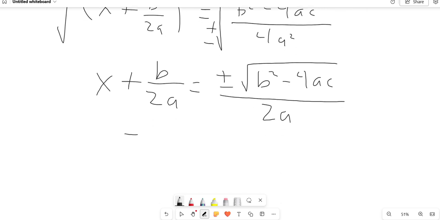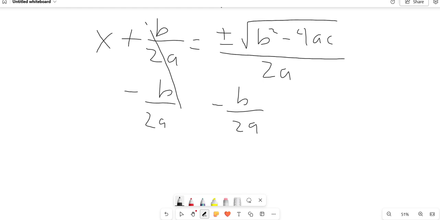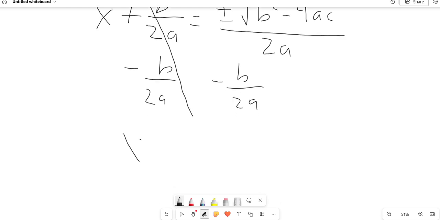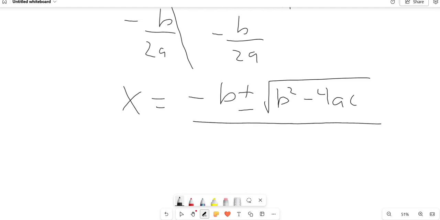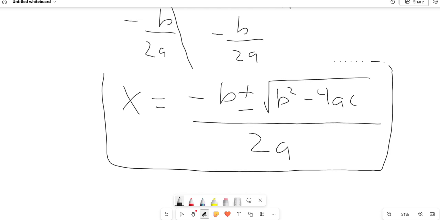Then we subtract the b term from both sides. These cancel out, and what we're left with is x equals negative b plus or minus the root of b squared minus 4ac, all divided by 2a, which is exactly what we were trying to derive. The complete quadratic formula.